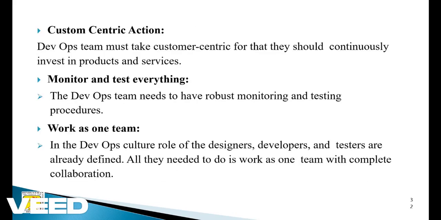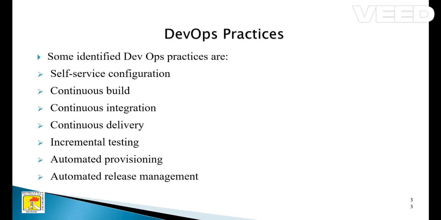Next is customer-centric action. In this, the DevOps team has to be customer-centric, so they should continuously invest in the products and services they need. Next is monitor and test everything. The DevOps team needs to take robust monitoring and testing procedures. Next is work as one team. In DevOps culture, all the designers, developers, and testers are already defined. All they need to do is work as one team with complete collaboration.